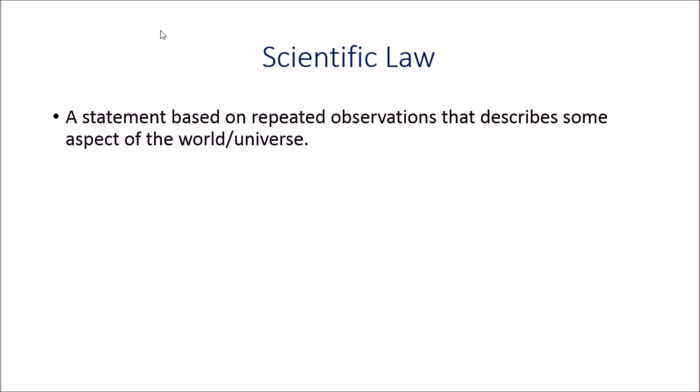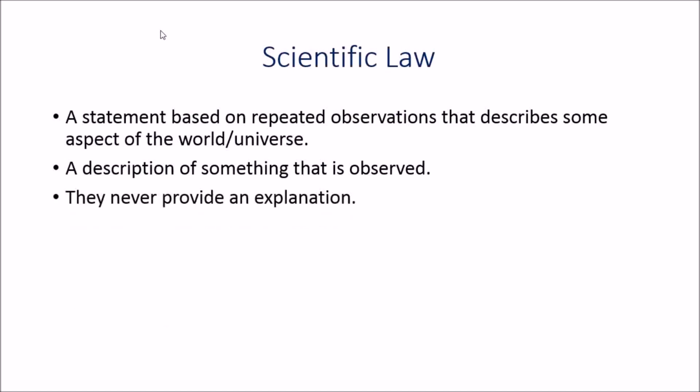A, a statement based on repeated observation that describes some aspect of the world and universe. This is seen in the law of gravity, because wherever you take that pencil in the world, and if you let it go, it'll drop. B, a description of something that is observed. This is just a simple way of saying the above. C, they never provide an explanation. The law of gravity just says the pencil will fall, but it never tells us why, and it will never tell us why. A law never tells us why something happens.